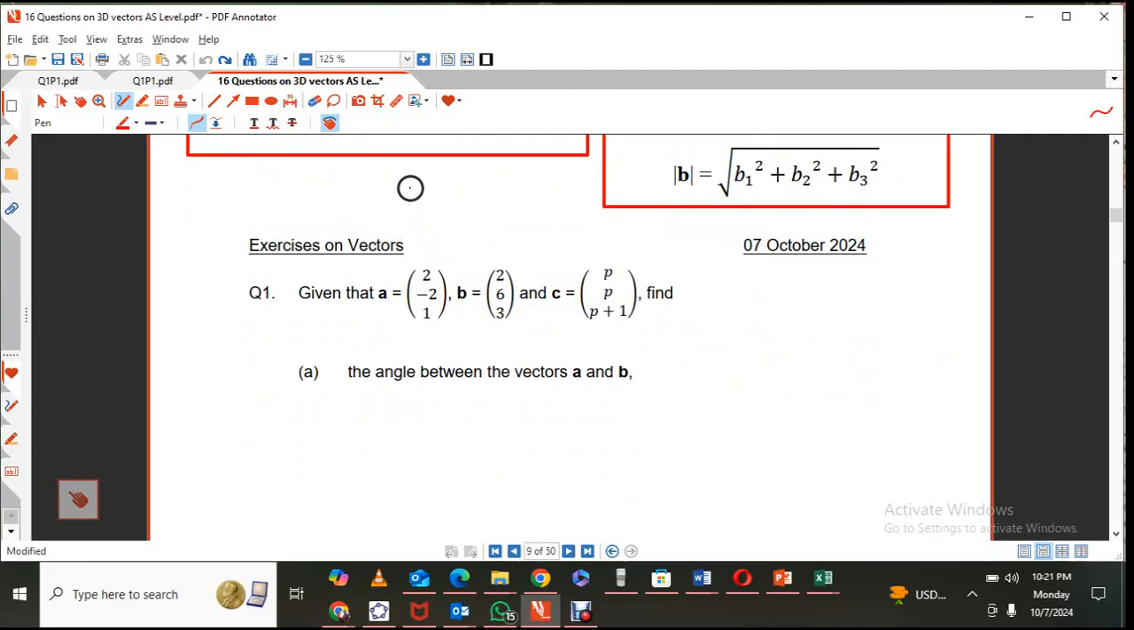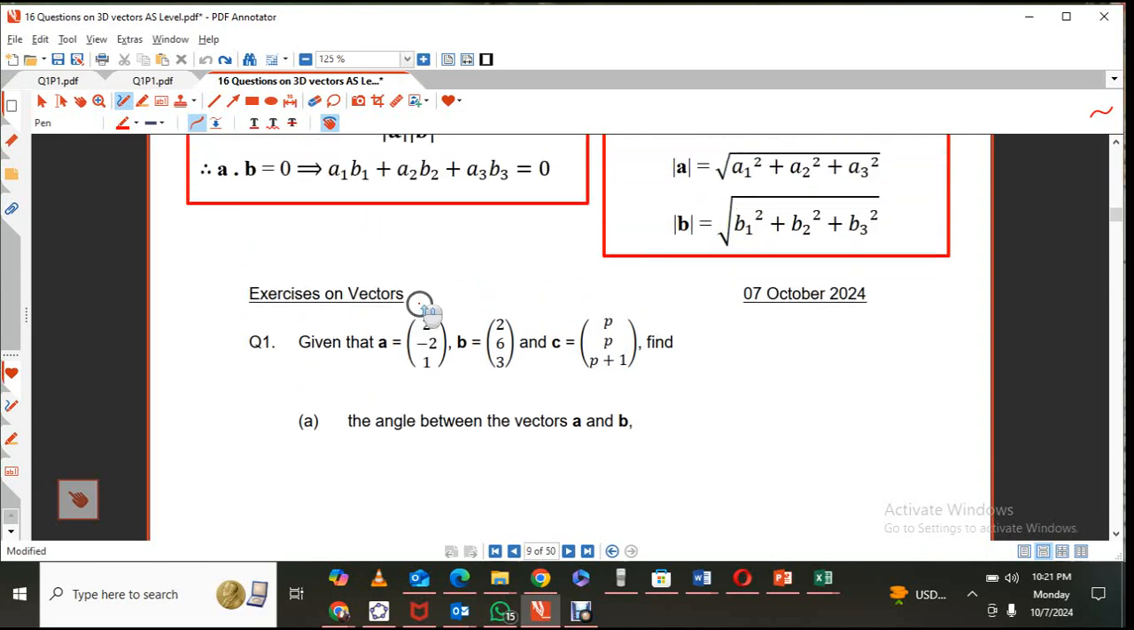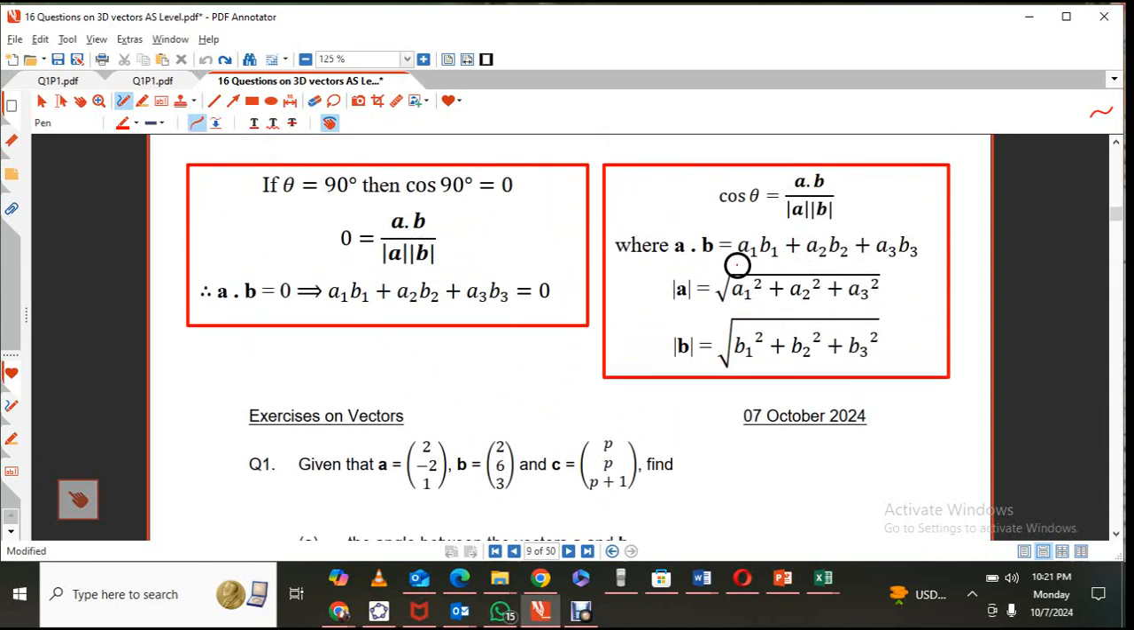You have got three vectors. Vector A is given by 2, negative 2, 1. Vector B is 2, 6, 3. Vector C is given by p and p plus 1 components. First thing they want you to do is find the angle between the two vectors. Now, this should be very straightforward. I have the formula over here for you to find the angle between the two vectors.